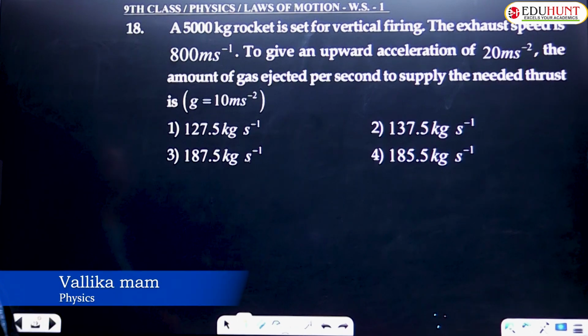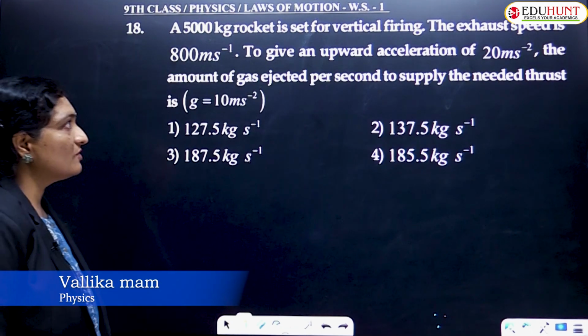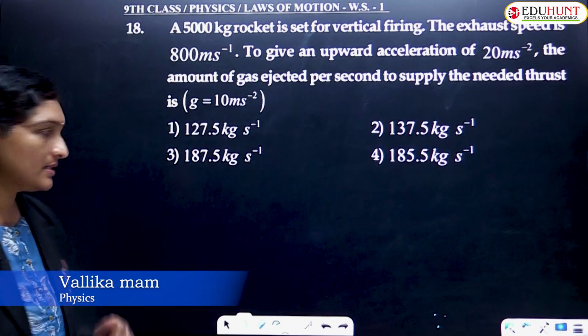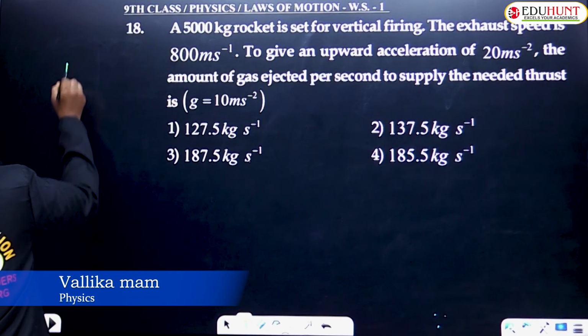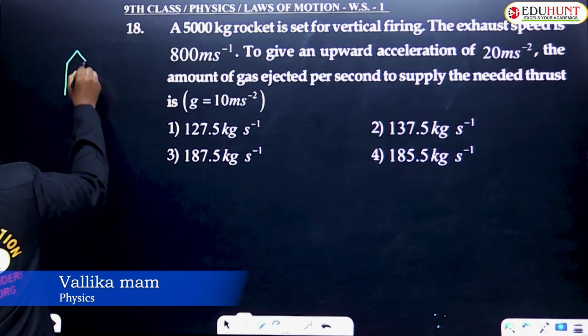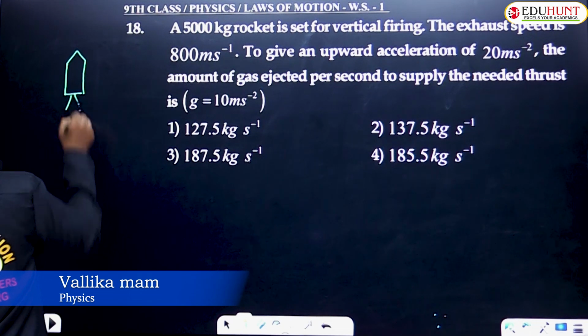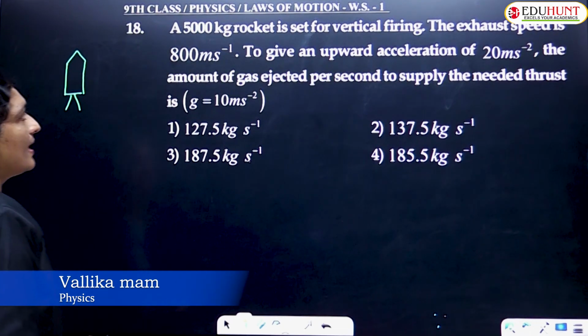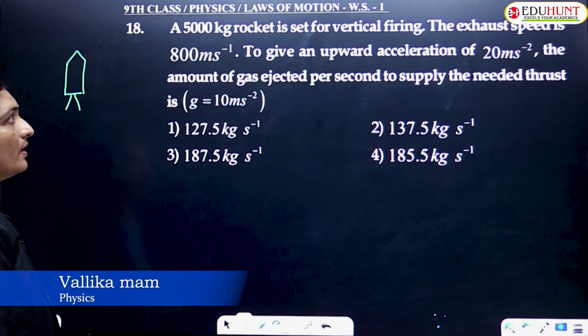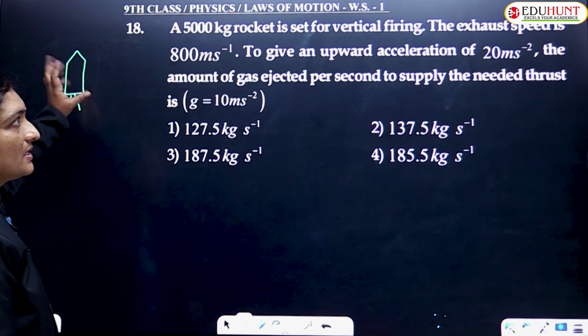18th question. A 5000 kg rocket is set for vertical firing. What is given, children? A rocket is given for you. The mass of the rocket is given as 5000 kg, and it is set for vertical firing.